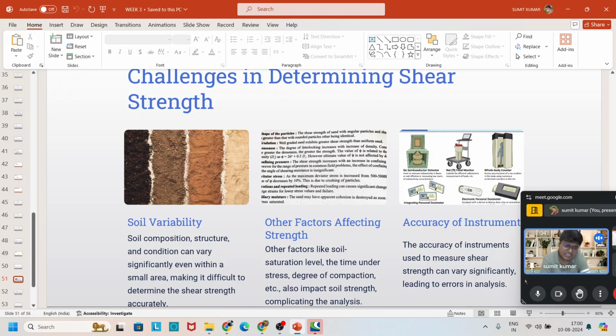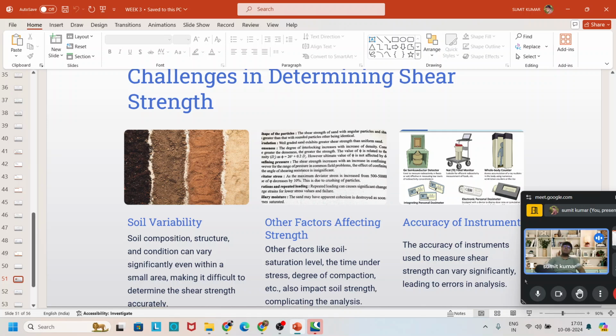The next one is the accuracy of the instrument. The accuracy of the instrument used to measure the shear strength can significantly lead to errors in the analysis. And it is also found that instrument error is there at some point of time. So that needs to be assessed.